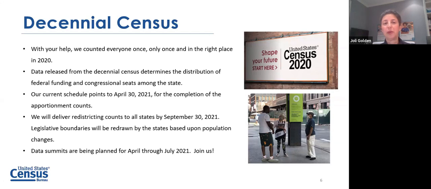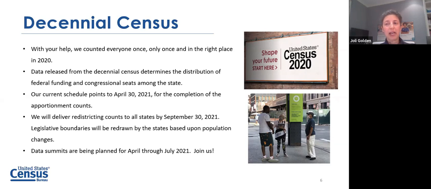That's when we closed down our website and we didn't take in any more entries publicly. In terms of the release of that data, our current schedule points to April 30th, 2021, in not too long, where we will release apportionment counts to the president. Those are counts of the population state by state. We will release redistricting data to all states by September 30th, 2021. That data will allow for the redrawing of district lines and legislative boundaries based on population changes.